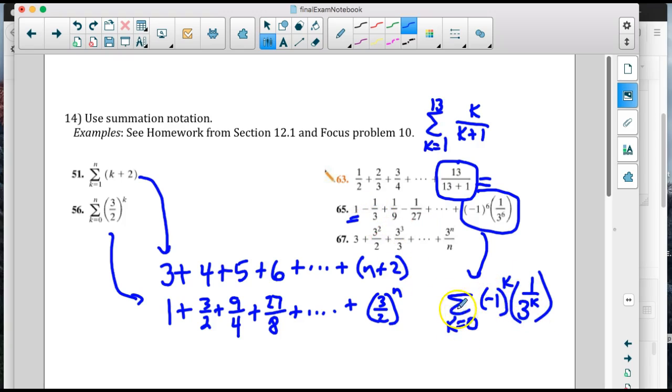We start out with 0 and we go to 6 because 6 is the last number we see here. Alright? So this one we had to start at 0 because the first term is not negative 1/3. The first term is 1.